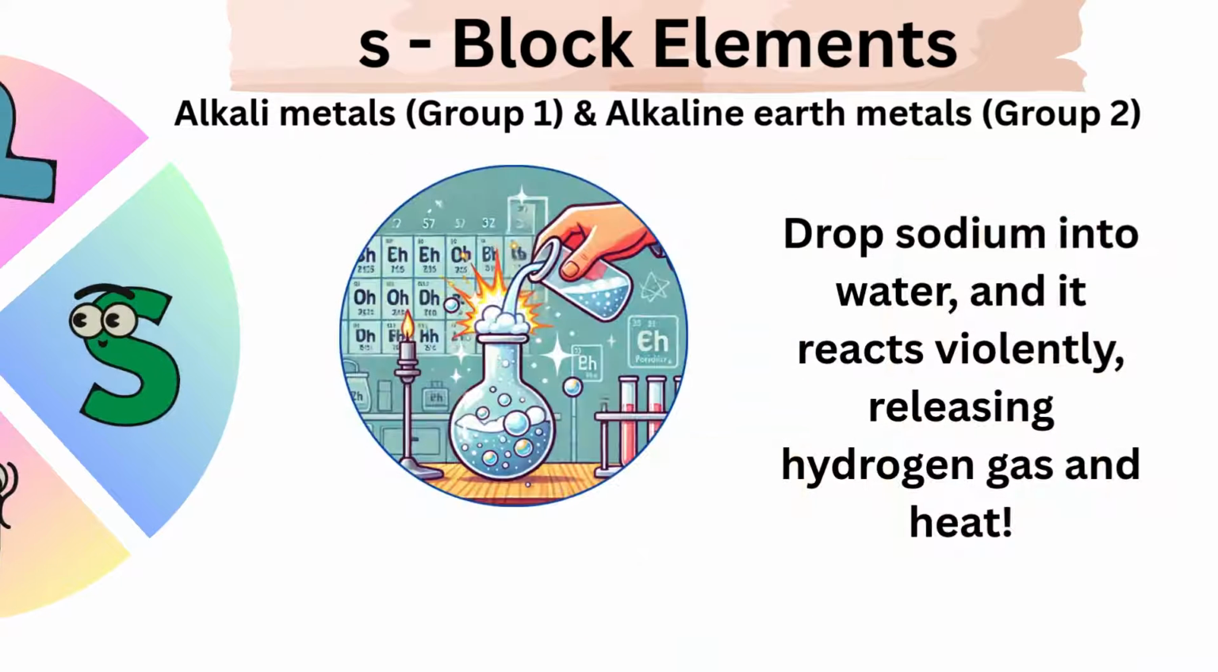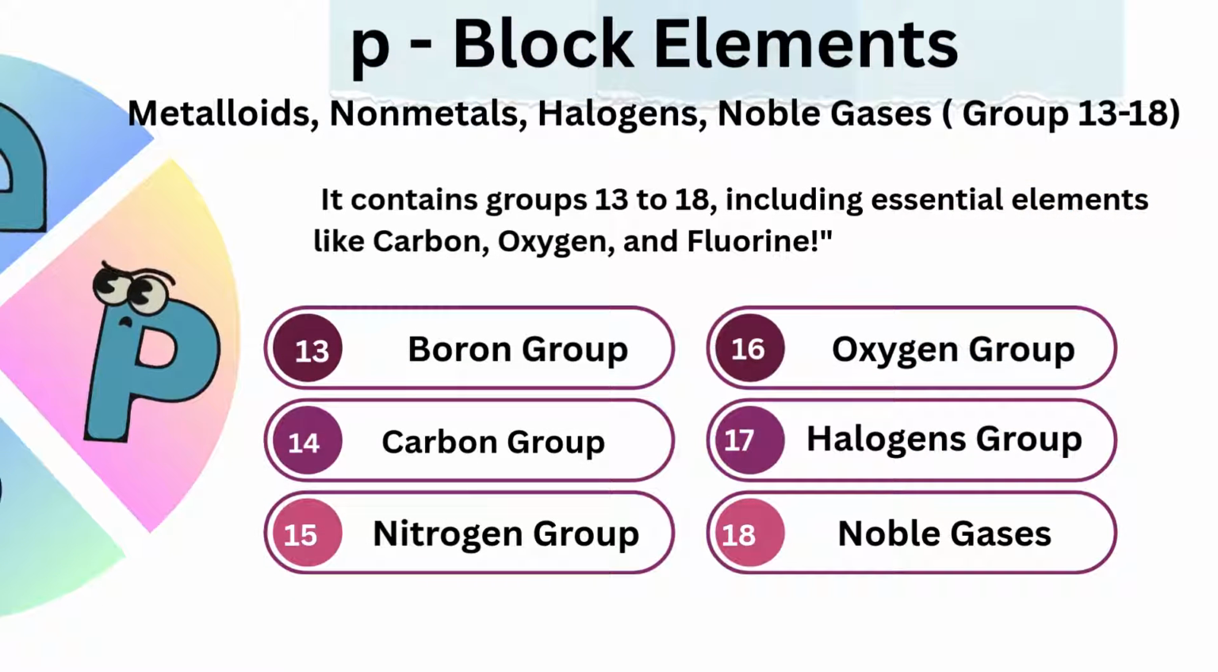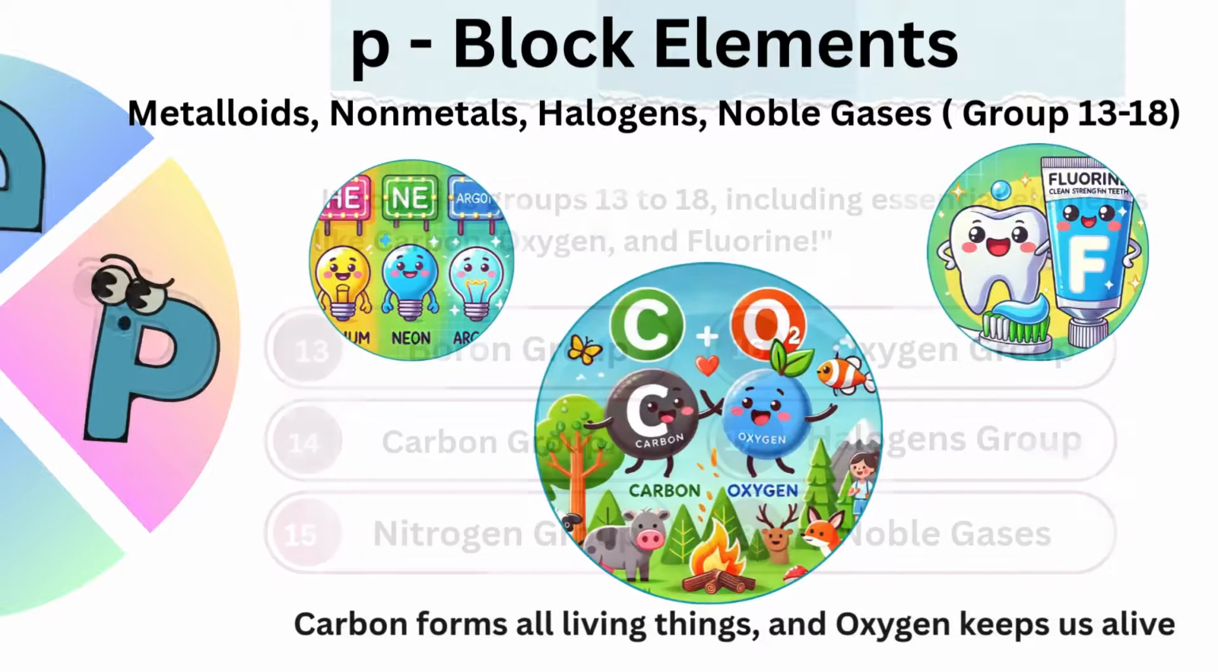Example: drop sodium into water and it reacts violently, releasing hydrogen gas and heat. Fun fact, magnesium is the reason fireworks burn so brightly. Next, we have the P block, home to metals, nonmetals, and noble gases. It contains groups 13 to 18, including essential elements like carbon, oxygen, and fluorine.